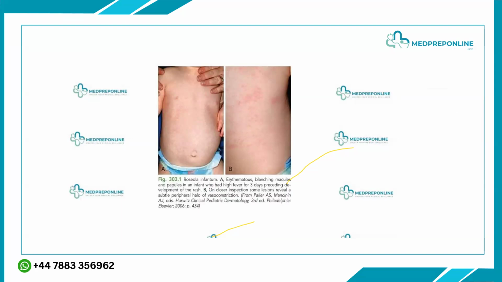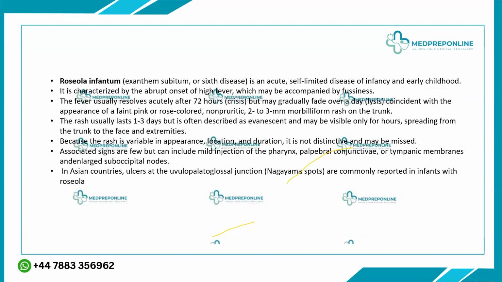ठीक है, पहले हमने एक एरिथीमा इन्फेक्शियोजम की बात की थी, this is roseola infantum. ठीक है, थोड़ी सी ये दोनों मिलती जुलती सी टर्म्स हैं। रोजियोला इन्फेंटम को हम सिक्स्थ डिजीज कहते हैं, और इससे पहले हमने कहा था कि हम एरिथीमा इन्फेक्शियोजम को फिफ्थ डिजीज कहते हैं। Roseola infantum is caused by human herpes virus 6 and 7, or 6 or 8 perhaps. It is an acute self-limited disease of infancy and early childhood. It is characterized by the abrupt onset of high fever, which may be accompanied by fussiness.